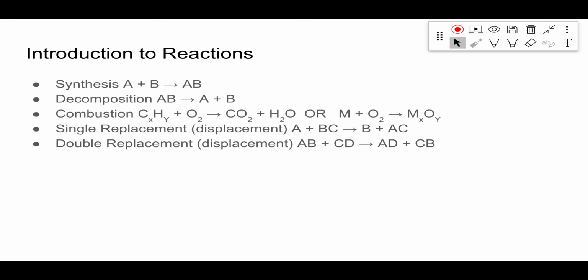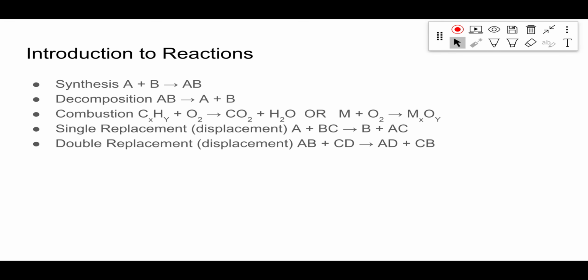Synthesis is combining two or more reactants into one product. I have just generic letters for this. So you have A plus B yields AB. In synthesis, it is creating one large compound as the product. Decomposition is the opposite of a synthesis reaction. In a decomposition reaction, it's decomposing or breaking down from one compound into two or more smaller substances.